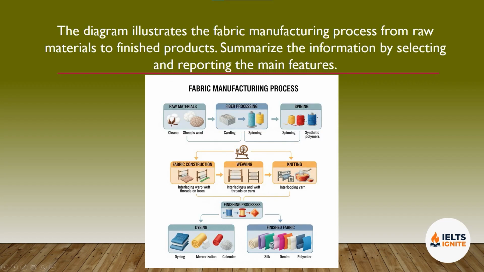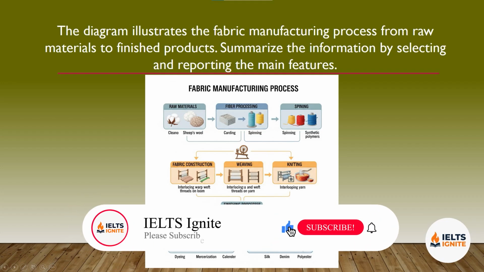Now, fabric manufacturing process. Let's move on to the second diagram, fabric manufacturing. I'll show you a Band 8 model answer that explains key features, comparisons, and trends. Question is: the diagram illustrates the fabric manufacturing process from raw materials to finished products. Summarize the information by selecting and reporting the main features.